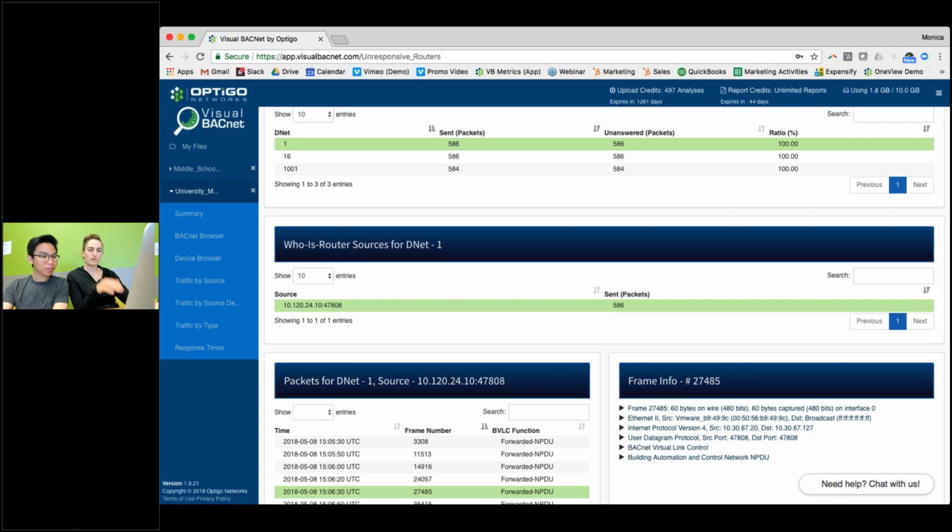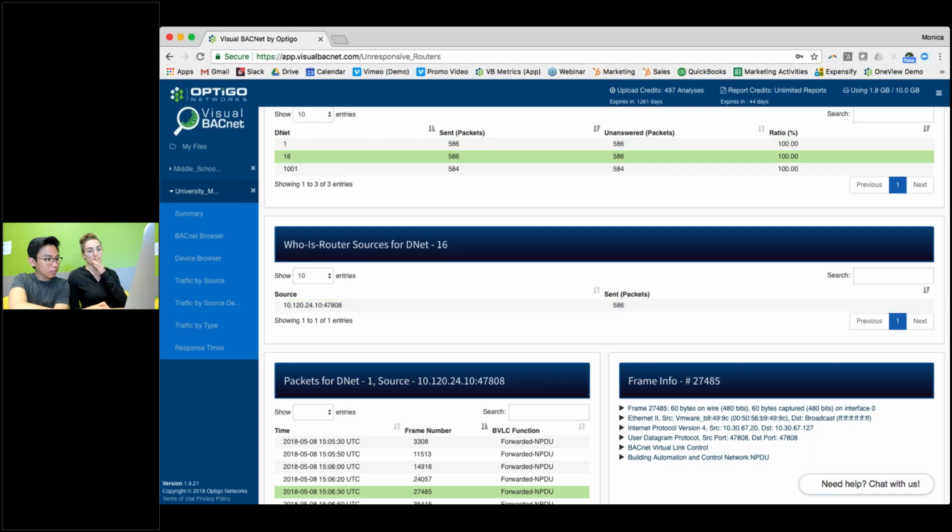So we're saying it has done that. It's just looking for something that doesn't exist. Either it doesn't exist or the router to that network is not up. Okay, so Mike's saying that these networks are not in our inventory. So I'm guessing all 3 of them are not in the inventory. So likely what's happening is this device, 10.120.24.10, is misconfigured to try and talk to networks 1, 16, and 1001. So that device is a BBMD.